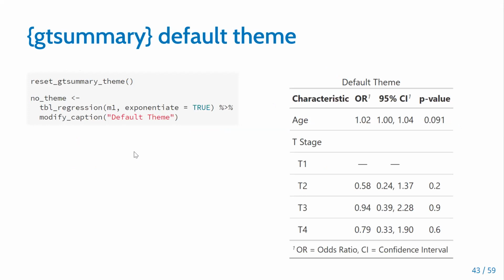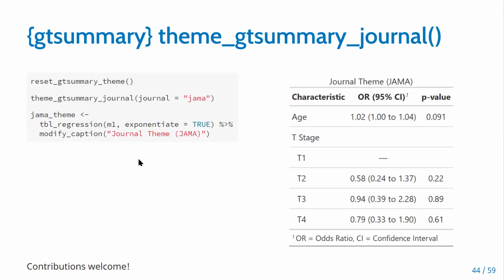So let's just look at a couple different themes that are available within the package now. This is what your default tbl_regression table looks like, with it adding a reference row, adding the labels, the odds ratios, what have you. This is what we're looking at. If you're going to be publishing in JAMA, you may just want to put this at the top of your script, theme_gtsummary_journal, and you say, I'm going to JAMA.